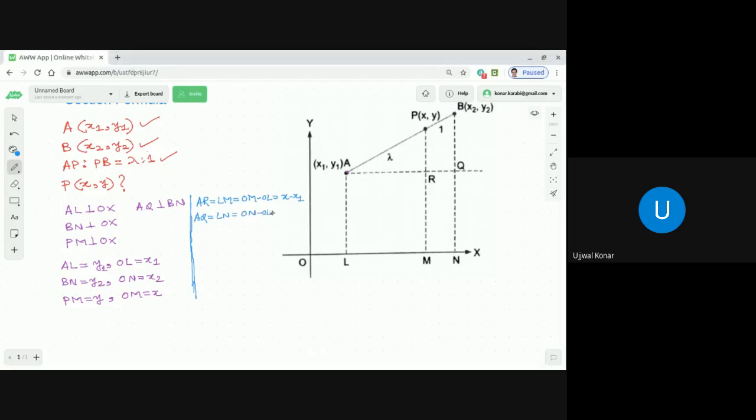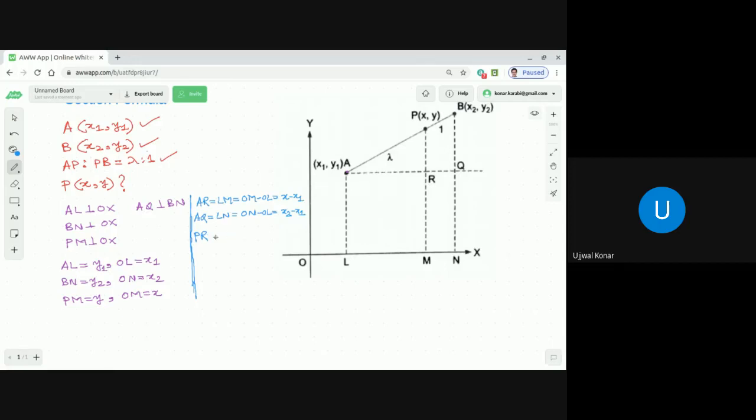ON minus OL. And what is ON? ON we know it is x2. So it is x2 and OL is x1. So AQ we found it out. In the similar manner, we can find the value of PR, dear students.